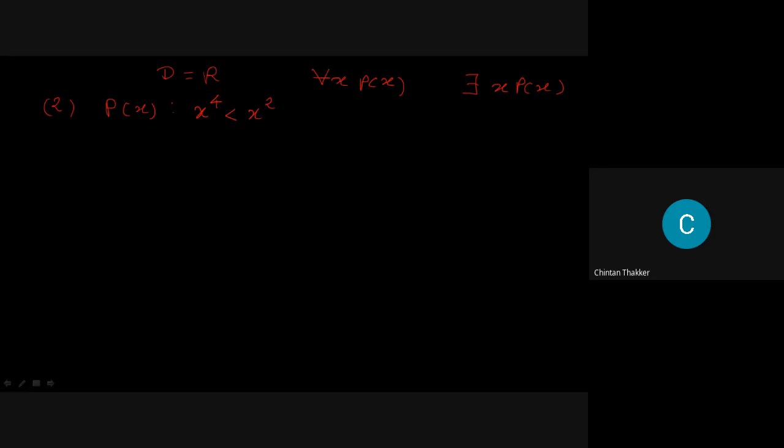I don't want to know whether P of 1 or P of 3 are true or false. I want the value of for all x, P(x), and there exists x, P(x). What is the value of for all x P(x) and there exists x P(x)? You can use any counterexample or any witnesses.